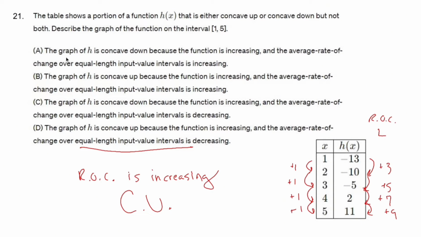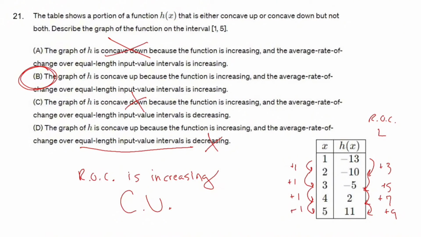Okay, so the graph of h is concave down? Nope. The graph of h is concave up because the function is increasing and the average rate of change over equal length input value intervals is increasing. Yup. So whenever your rate of change is increasing, you're looking at concave up. Okay, simple as that. Boy, was that fun. Hope this helps.